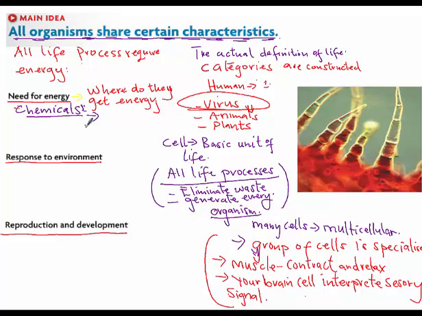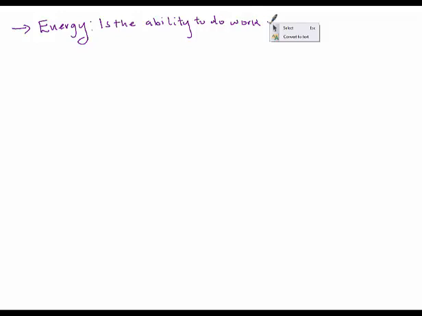All organisms, as we said, need energy. What is energy? Energy is the ability to do work. Apart from being the ability to do work, we could also define energy as a cause of change. You cannot move if you don't have energy. Organisms need energy in order to move, and in order for all their life processes to proceed and go on.